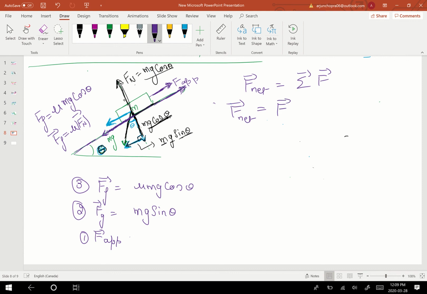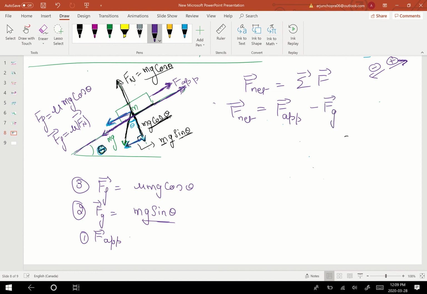So this is F applied, because it is acting in the forward direction, so I'm going to take it as positive. Anything acting up the inclined plane, I'm going to take as positive. Down the inclined plane, I'm going to consider as negative. Down the inclined plane is negative, up the inclined plane is positive. So F applied, then mg sin theta. mg sin theta is Fg. Fg is acting in which direction? This component is acting in the downward direction, so I'm going to call it a negative force.